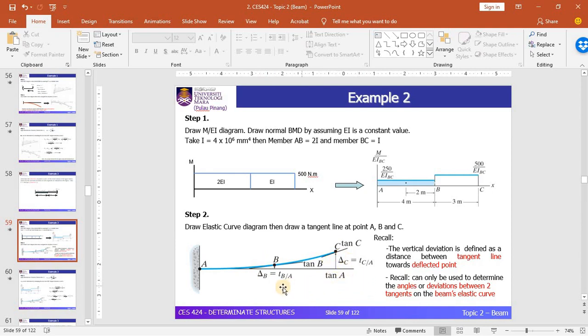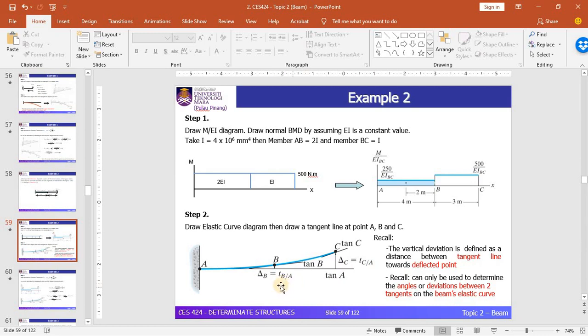Since this delta B and delta C cannot be simply calculated based on the M/EI diagram, you need to get one relation. For example, here we have defined that delta B, which is the displacement at point B, is equal to TBA, and the displacement at point C is equal to TCA. So why can we define delta B as equal to TBA, and delta C as equal to TCA? Let's look again at point B.